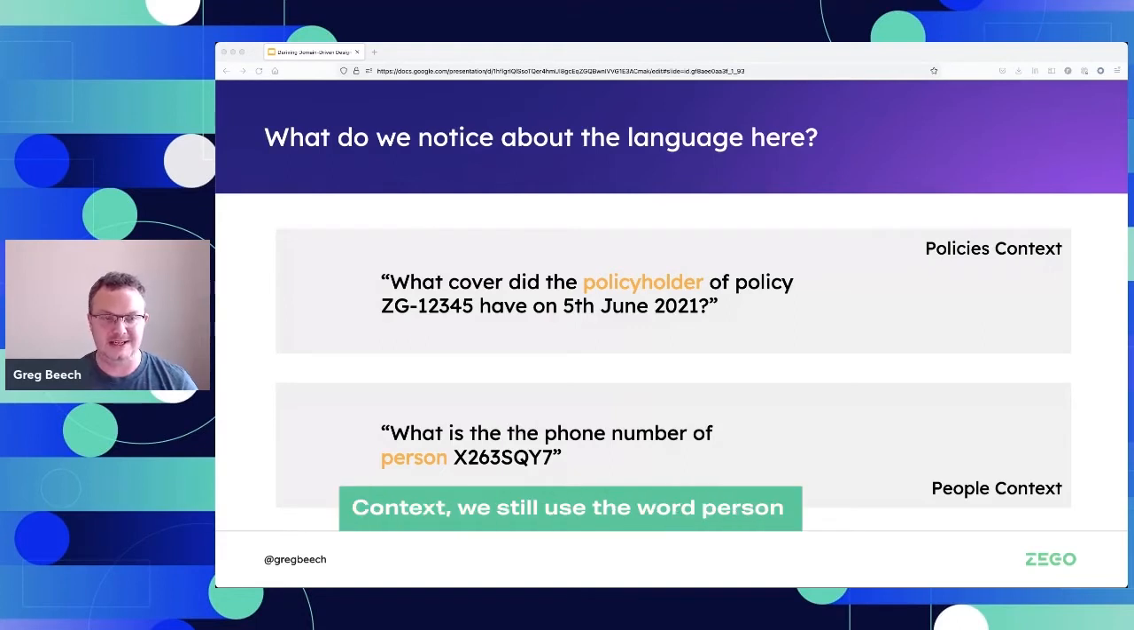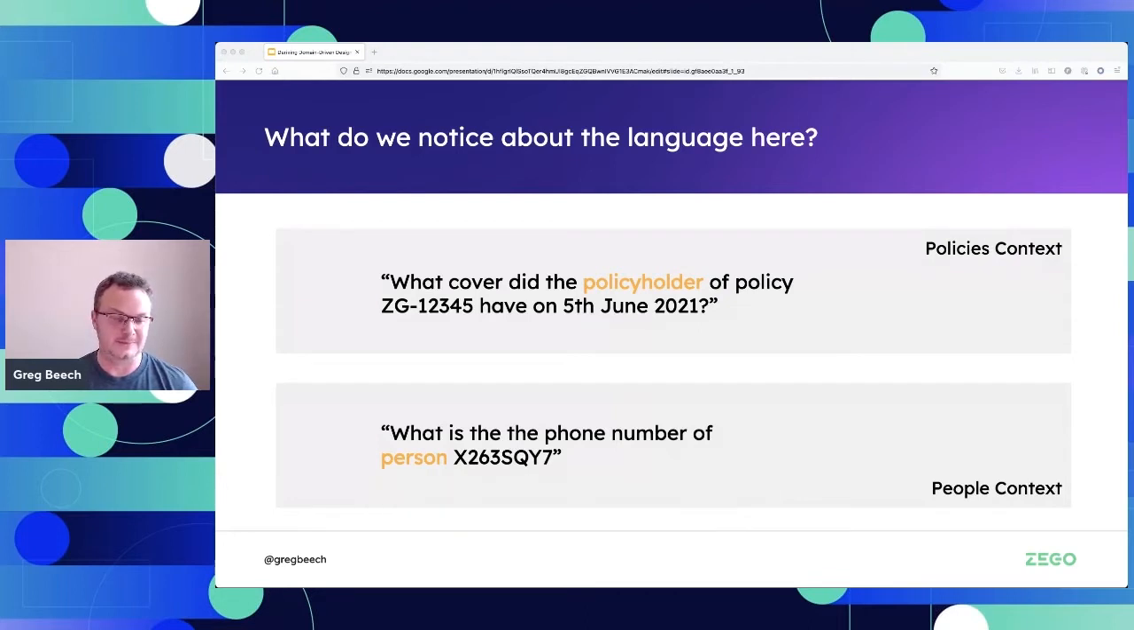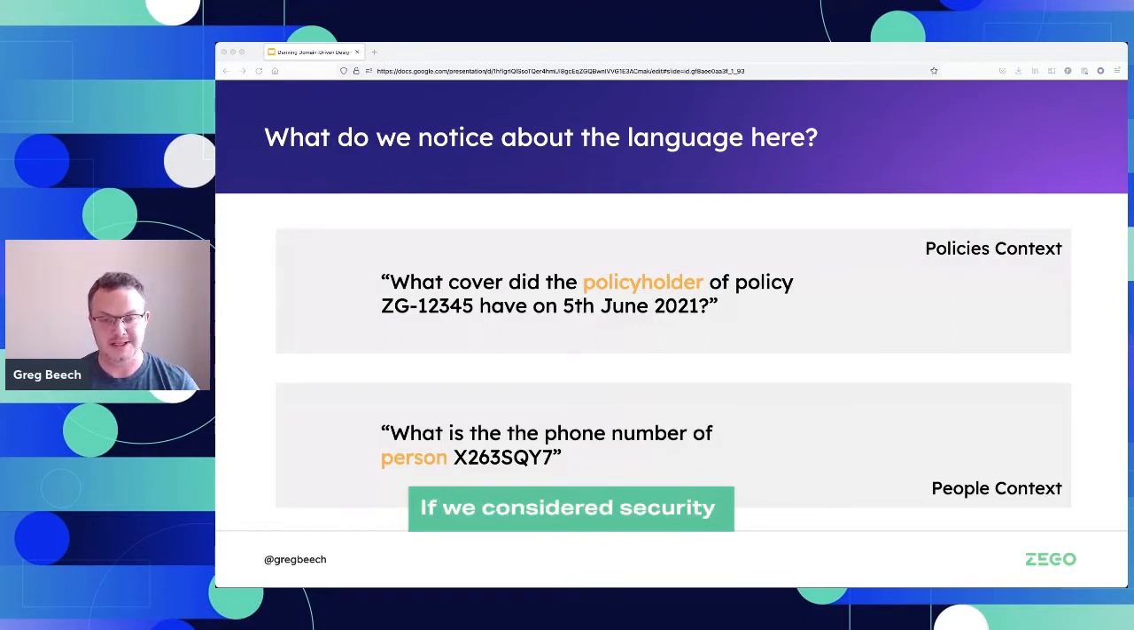So in the people context, we still use the word person to refer to a person. But in the policies context, we're no longer using the word person. Actually, we have to qualify it with a role, such as policyholder or named driver or something else like that. So although the policies context is aware of a person, that word doesn't really have any meaning there. And similarly, in the people context, we might say, well, the word policy has no meaning, but actually it might have a different meaning. So policy in there could refer to something like an authorization policy if we considered security as part of the people context. So policy might mean something completely different to insurance policy in a different context.